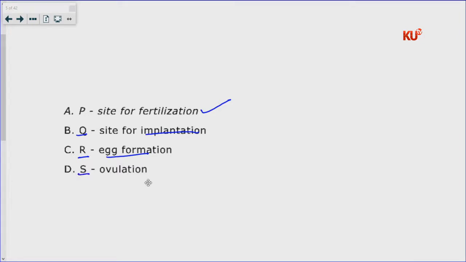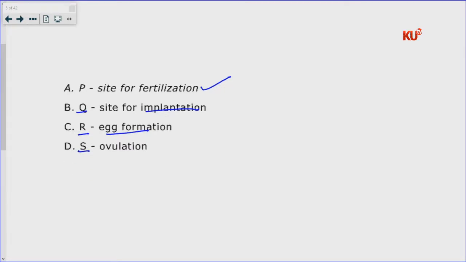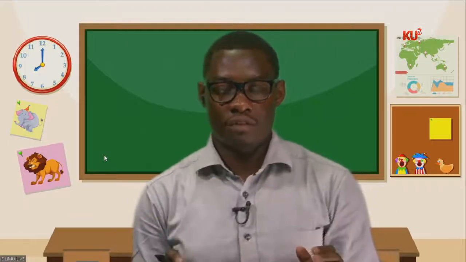S was the vagina, and the function of the vagina, it's used as a birth canal. So our right answer, KCPE 2016, number 5, was A. P, site for fertilization. Okay, we move on and we look at the male reproductive system.